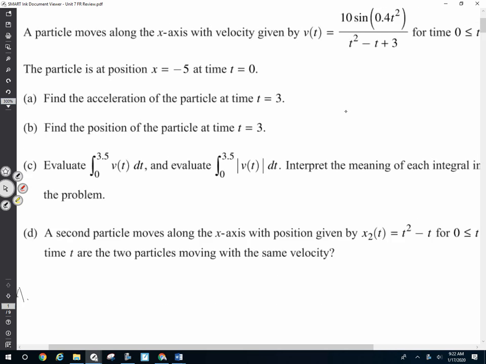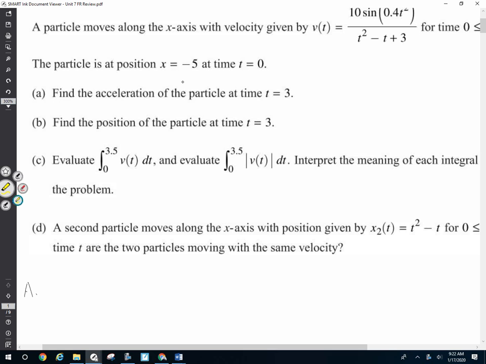Given velocity, I'm making sure I notice this. I'm writing that down: x of 0 equals 5, negative 5. I'm asked to find the acceleration. I'm going to go ahead and use Math 8 in my calculator. That's n-derive.